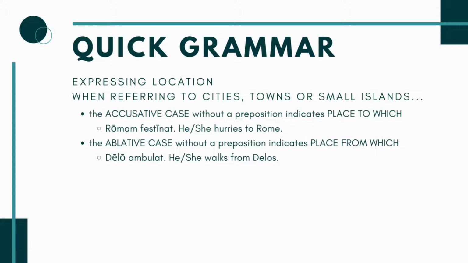The same goes for the ablative. If you use the ablative case without a preposition, you're showing place from which. So if you were to say Delo ambulat, you're saying he or she walks from Delos, right? Delos is a small island off of Greece. So since Delos is in the ablative, I'm saying that I am going away from Delos. Okay, that's the short version of it. And you'll see examples as you go through this chapter.